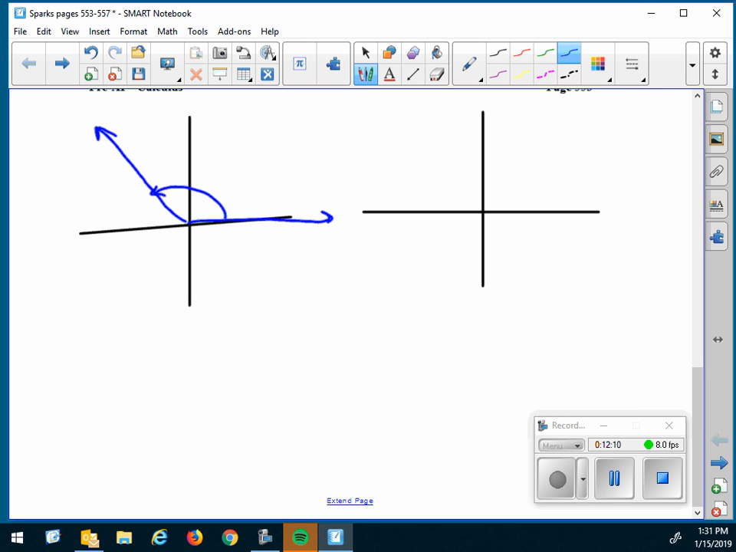Okay, there's my angle. And that angle is 140 degrees. In what quadrant is the reference angle? Quadrant 2. The reference angle sits right there, that the terminal side makes with the closest x-axis. What is the measure of the reference angle? 40 degrees, 180 minus 140.